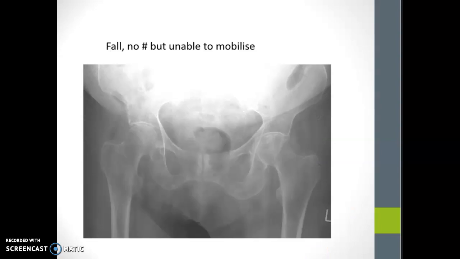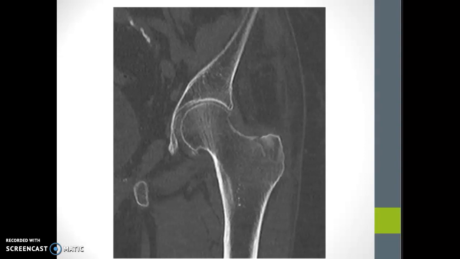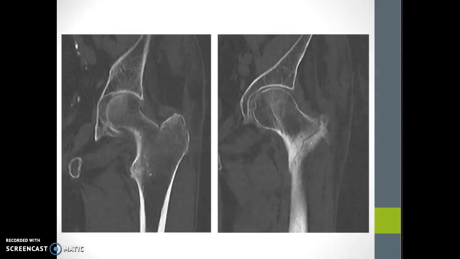This patient had a fall, diagnosed on X-ray, no fracture, but patient's unable to mobilise and unable to weight bear. So looking from a CT perspective, you can see they've got an intertrochanteric fracture here. So going forwards, if you look a little bit further, you're looking here at intertrochanteric fracture. Intertrochanteric fracture there, look.